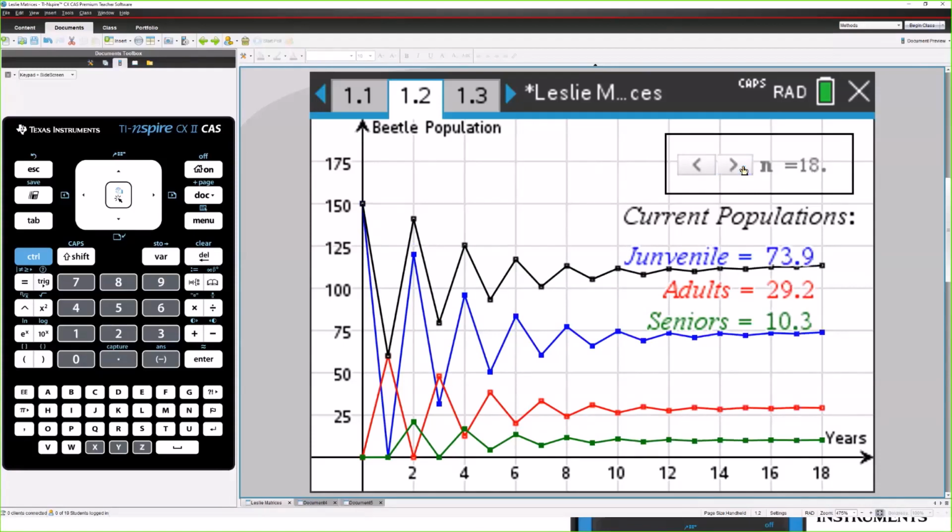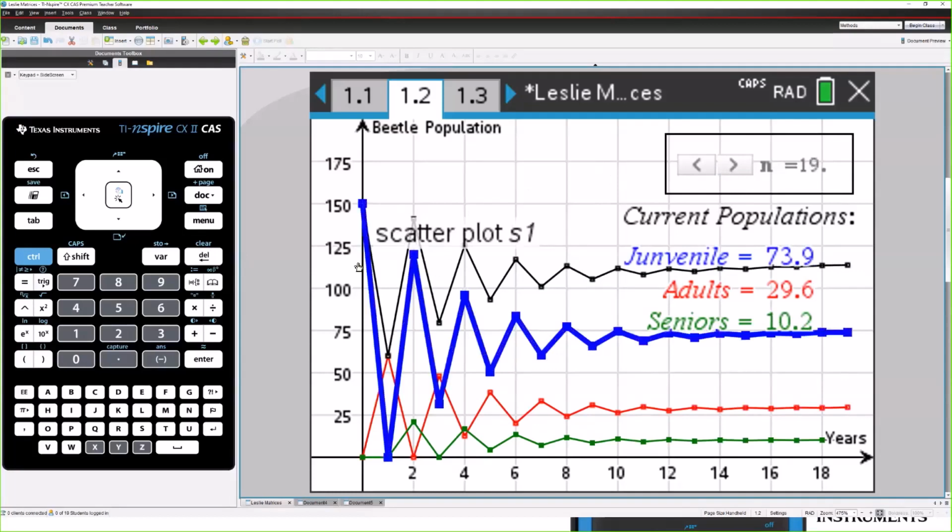So our total population seems to be sitting or stabilizing at about 120-ish. Just a bit shy of 120. We started with 150. It's tapered off a little bit. But we can certainly see that the seniors, adults, and juniors are all approaching some sort of a regulatory value. We're also interested in the ratio between these, which we'll have a look at shortly.